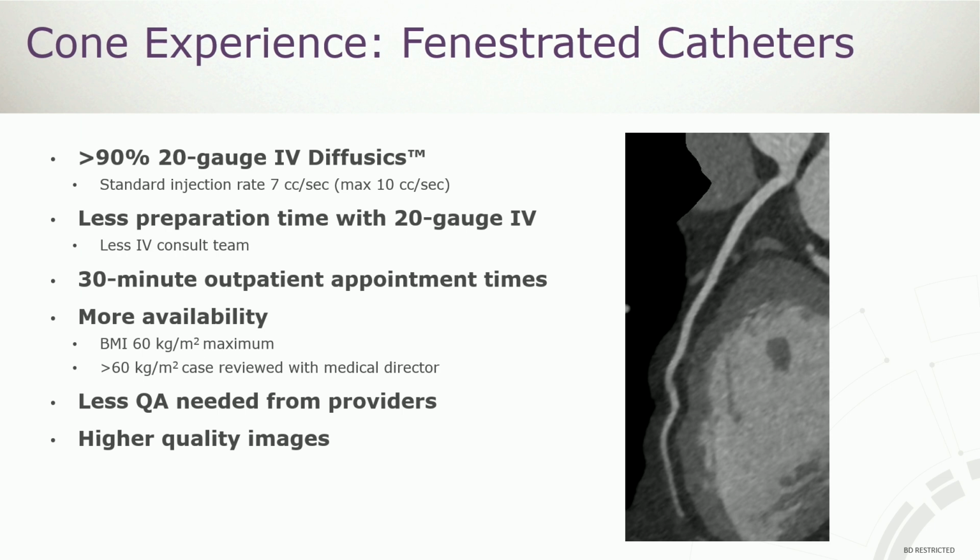So now around 90% of our patients are getting 20-gauge Diffusix. We were able to utilize the down-gauging ability that they offer. That's really helped our nurses be more confident in getting IVs. There's less IV team consultations happening, so that allowed us to be more efficient with our time slots.